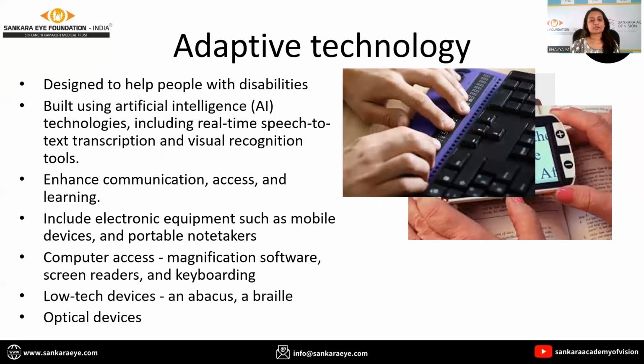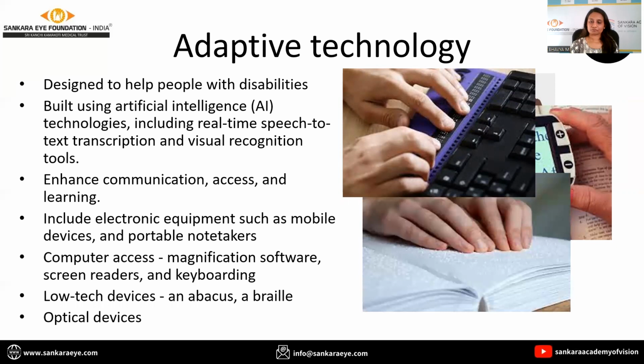And also they have the option to magnify this computer access with the help of the computer access software, that they can magnify up to 32x magnification. We do have screen readers, and also the keyboarding can be helpful with the help of the low-tech devices, that is the abacus and braille. And we also have optical devices, like I said earlier.